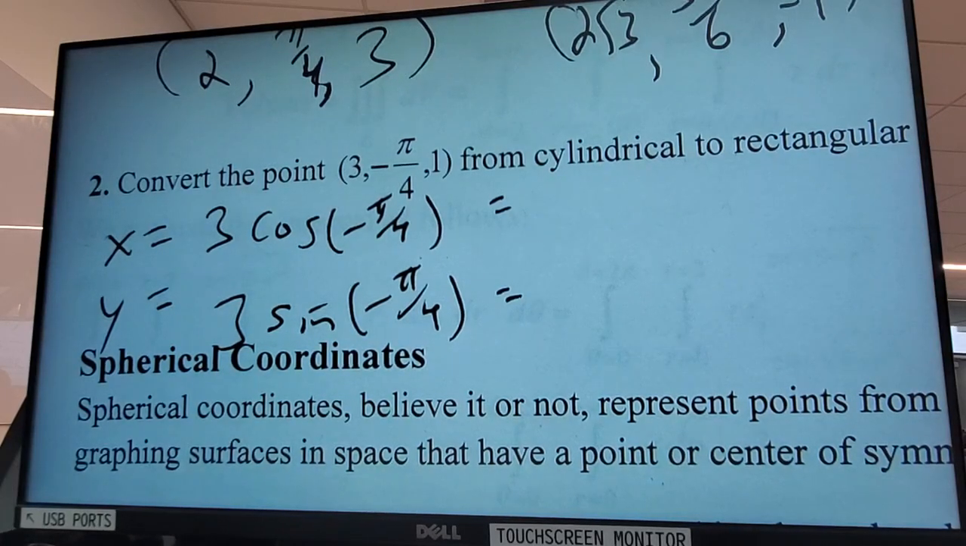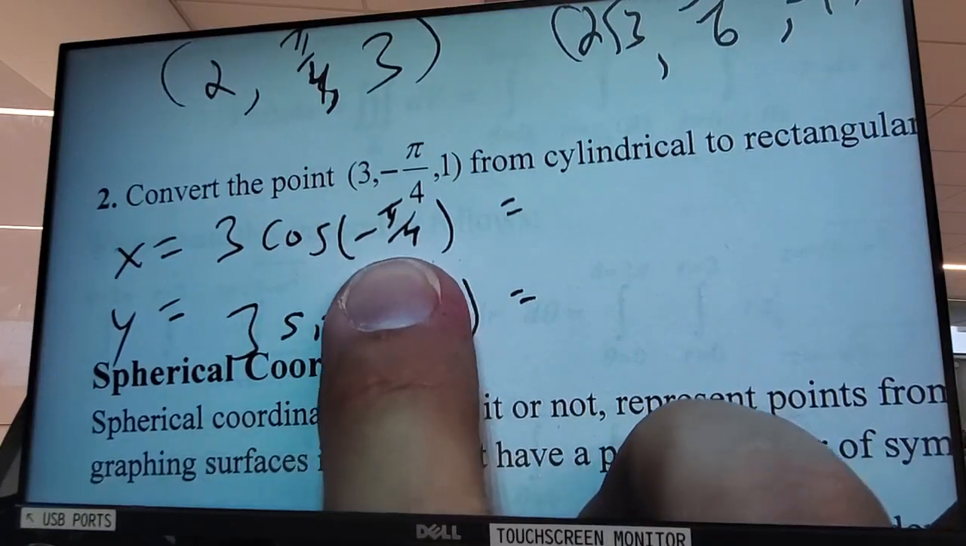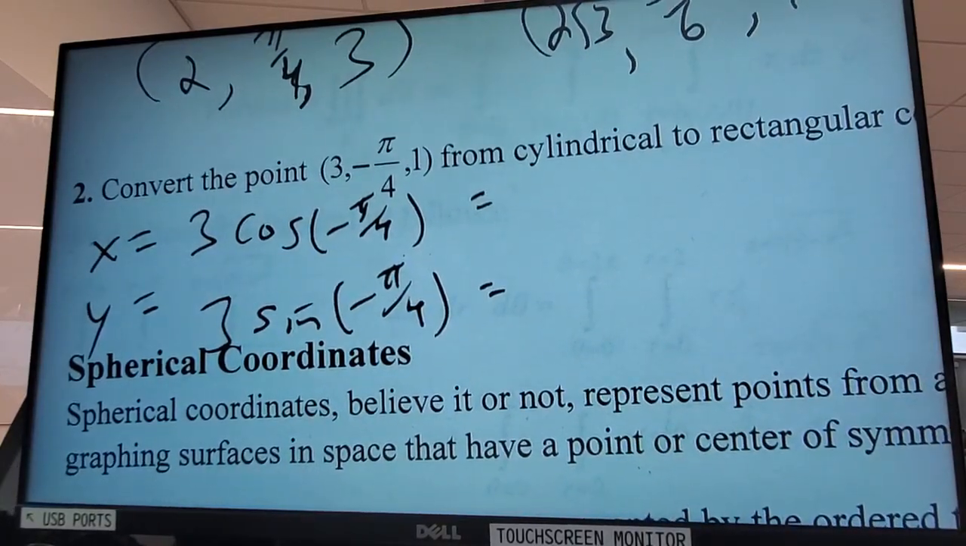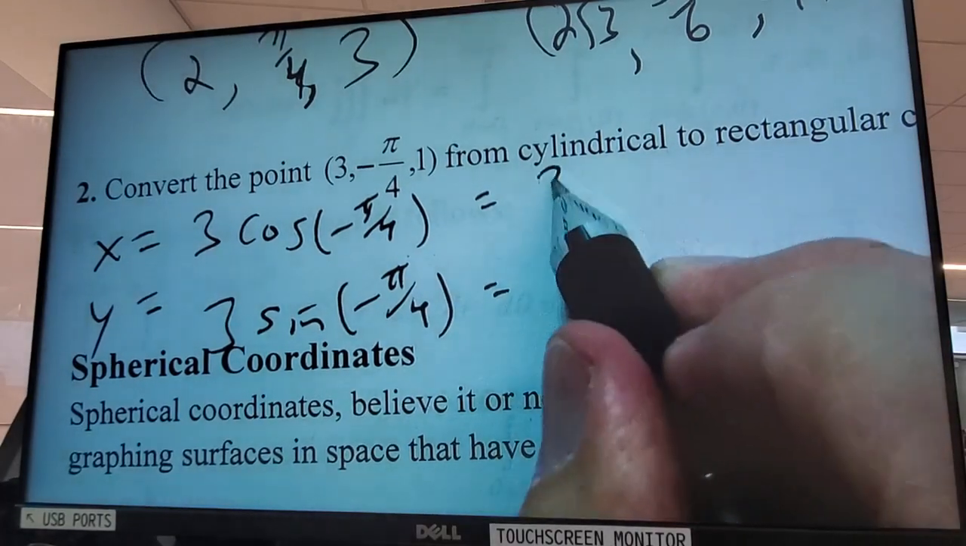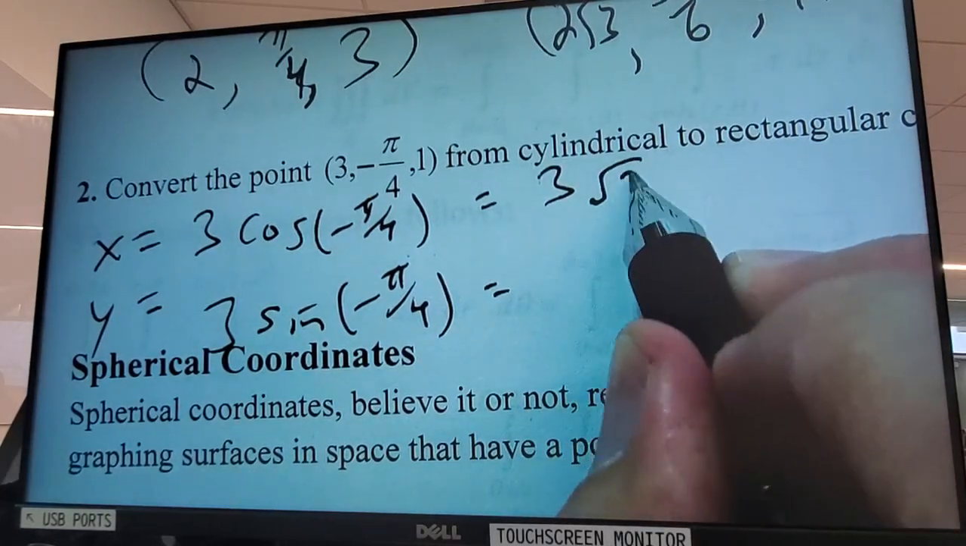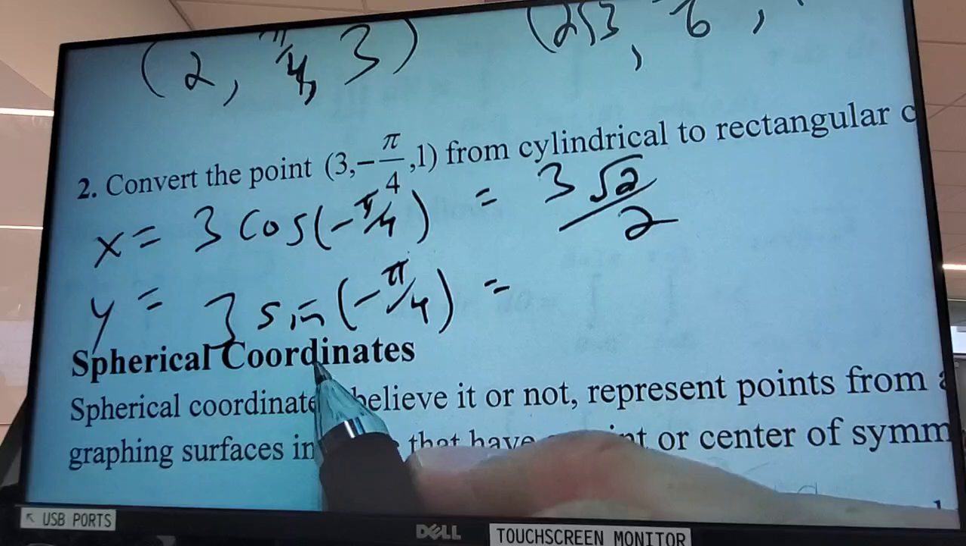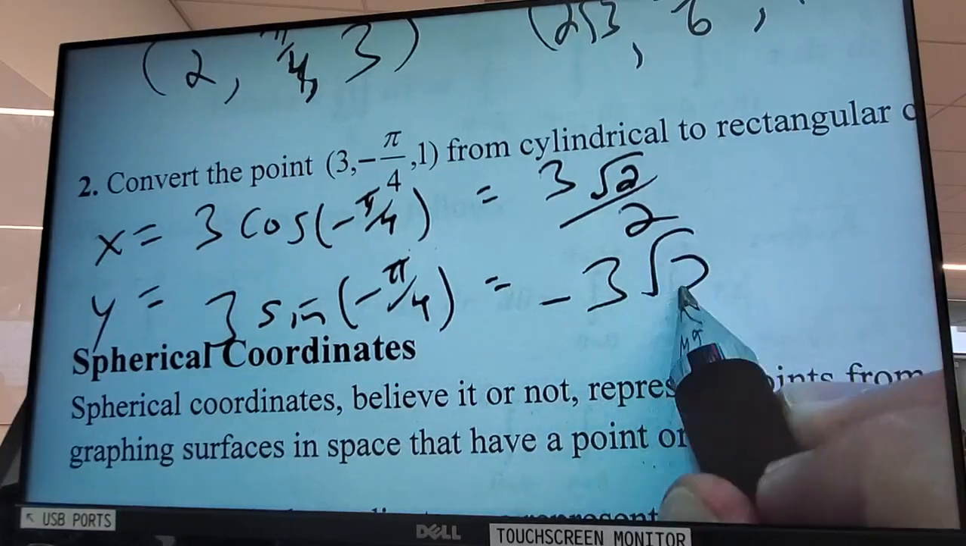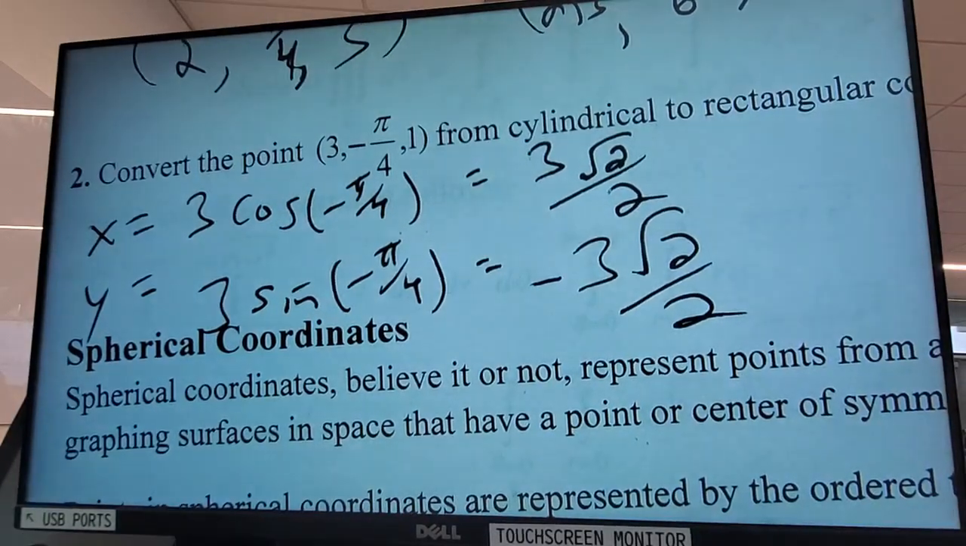What quadrant are we in? So I know that x should be positive, y should be negative. And sure enough, cosine of a negative is still positive, yes? So what's the cosine of pi over 4? Root 2 over 2, yeah. This negative, same stuff, yes? They're supposed to agree at 45-degree angles.